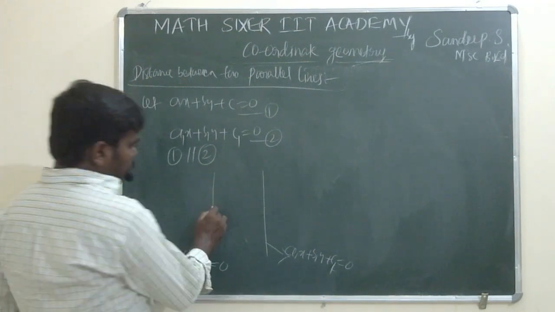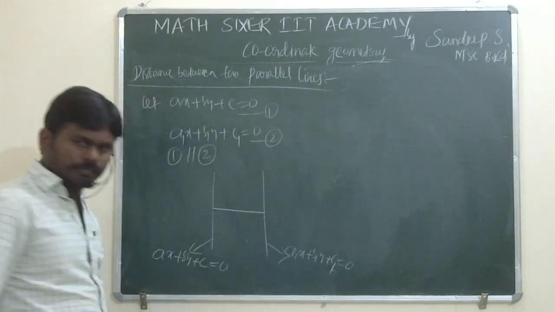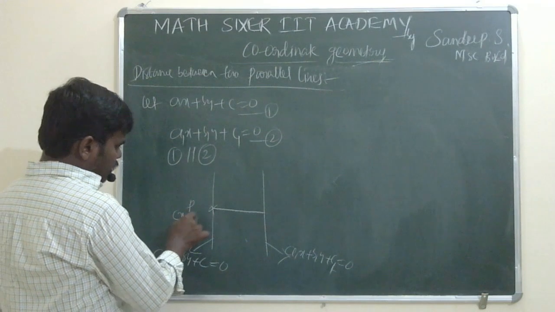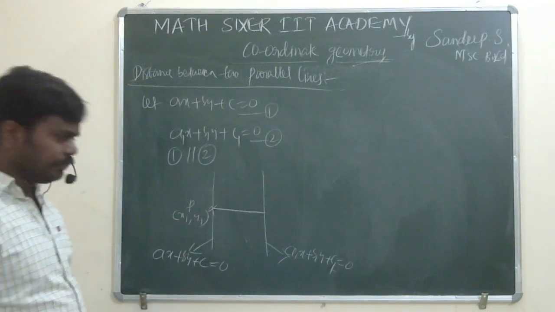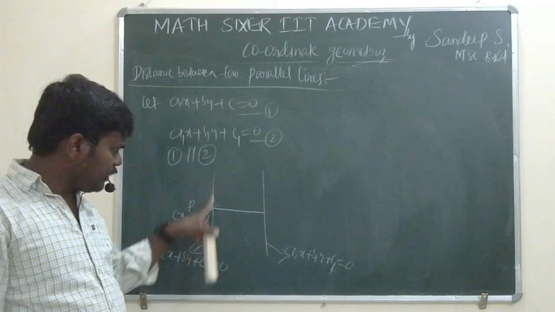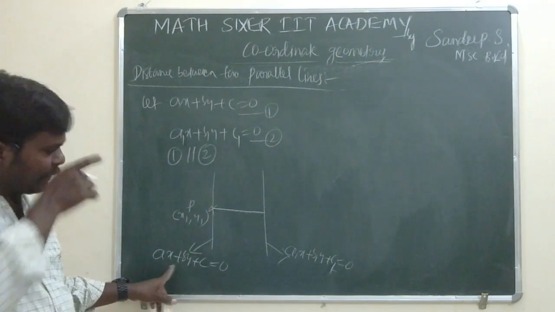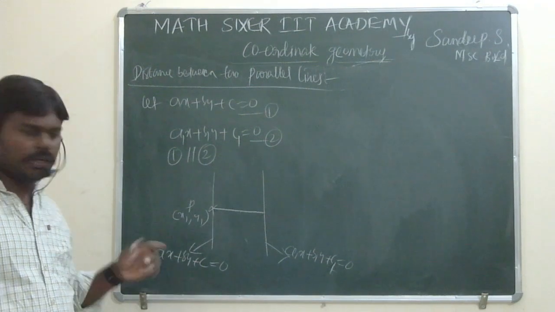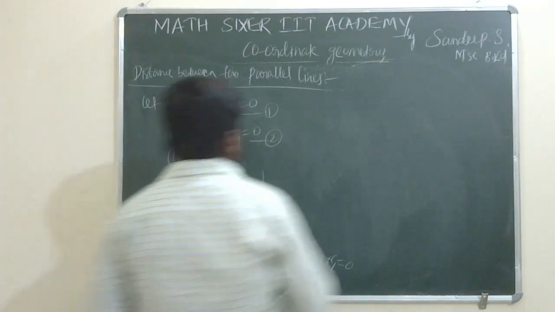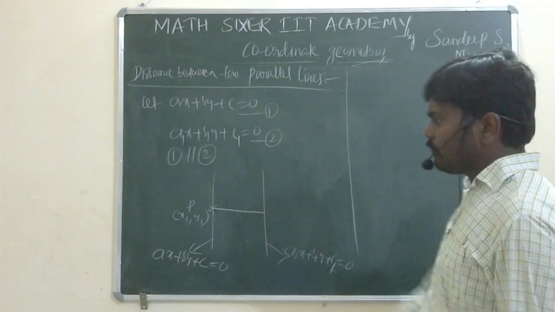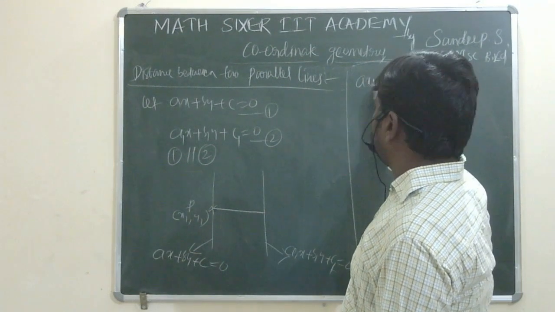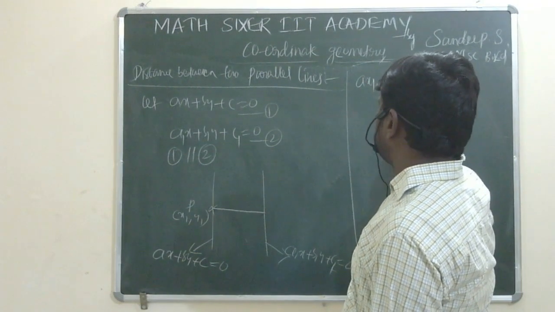So perpendicular distance only. So first of all I am taking point P, x1 comma y1. Suppose that P is a point on the straight line ax plus by plus c is equal to 0. Okay. So this is a point on the straight line. That means the straight line will be satisfied by the point. So hence we can write a x1 plus b y1 plus c is equal to 0.